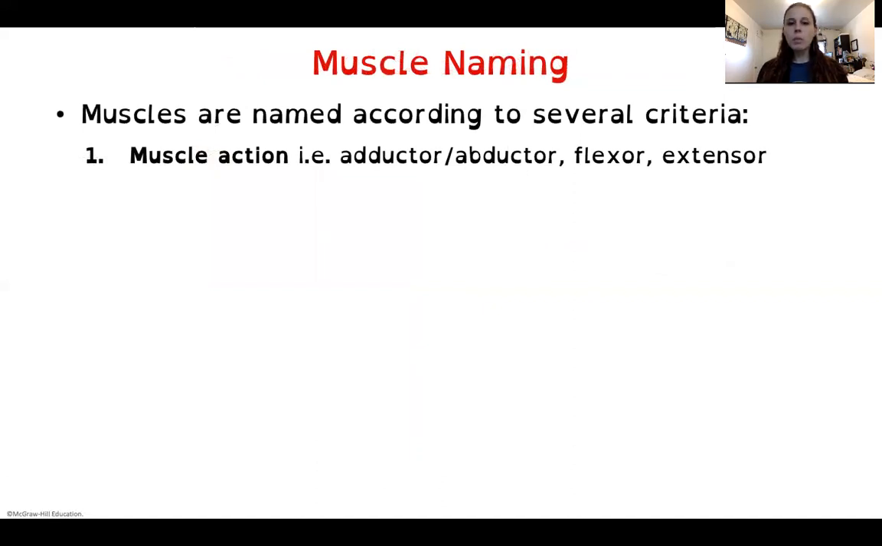I'm gonna stop here with muscle naming. We're gonna move on to other muscles.